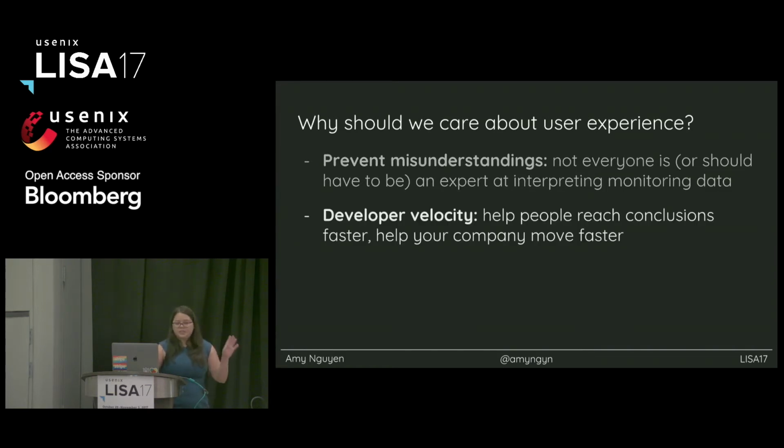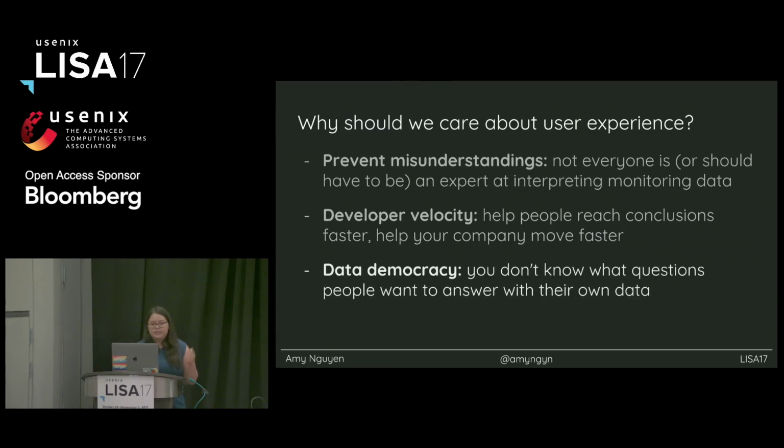The next buzzword is developer velocity. You want people to reach conclusions faster. You know, you have that friend who's woken up at 2 a.m. because of an incident, and she just wants to go back to sleep. You want her to reach the conclusion, figure out the root cause of the incident, if there is a root cause, and go back to sleep. So hopefully, if your tools can help that person reach their conclusions fast enough, everybody wins. And then you want data democracy, which is like the greatest buzzword ever.